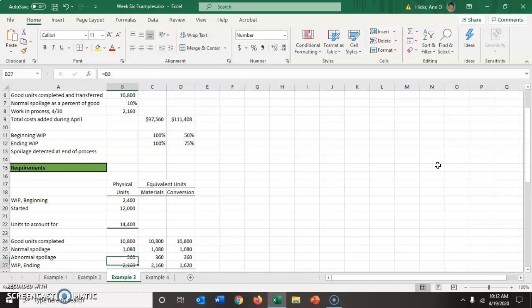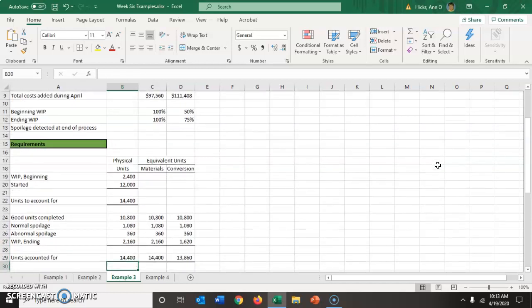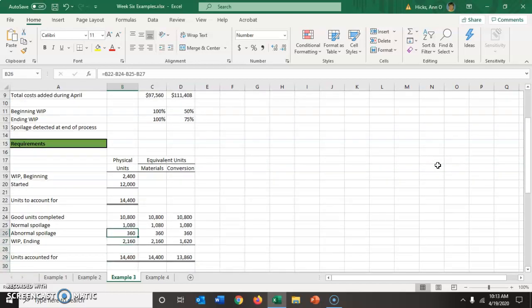Okay, now, if we add all that up, of course, it equals the 14,400. It should, since we plugged the abnormal spoilage. In terms of calculating equivalent units, again, good units completed are 100% complete, they've incurred 100% of the cost, so equivalent units and physical units are the same. That's also going to be true for the normal spoilage and abnormal spoilage, and we know that, again, because the spoilage is not detected at the end of the process.